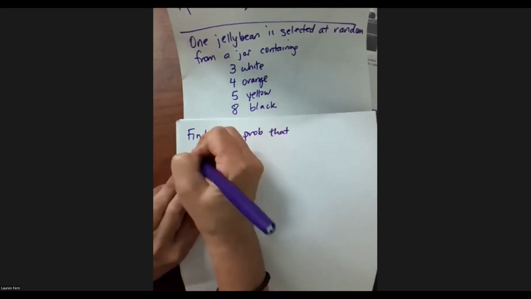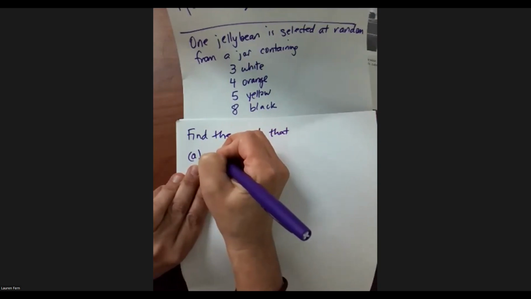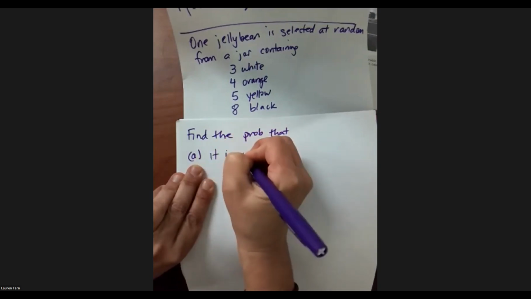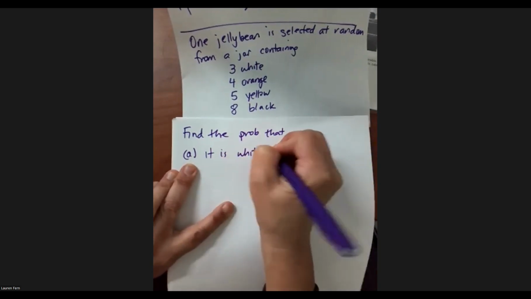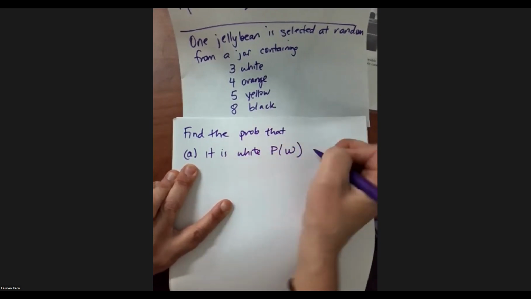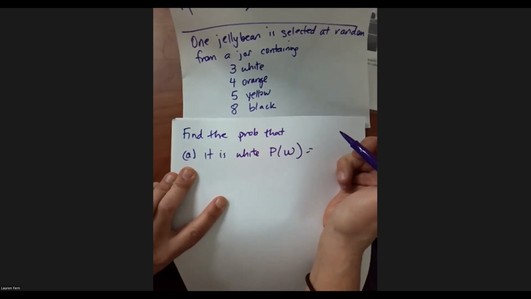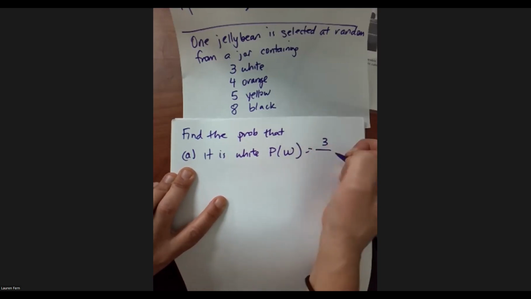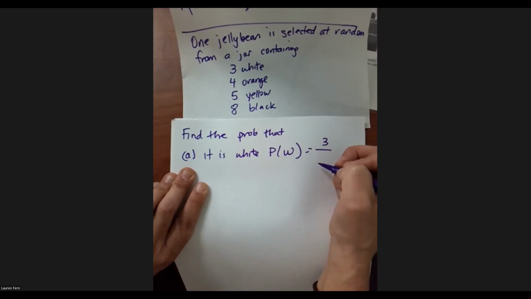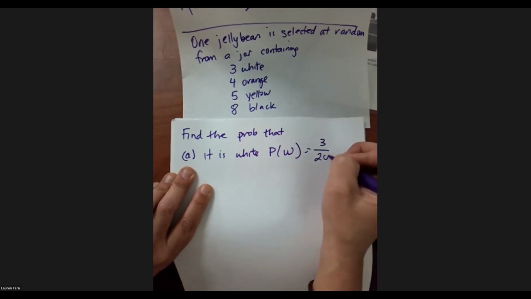that, part A, it is white. Notation wise, we'd say P of W. Well, how many ways can we pick a white jelly bean? 3, because there's 3 white jelly beans. Out of how many jelly beans are in my jar? There's 20.